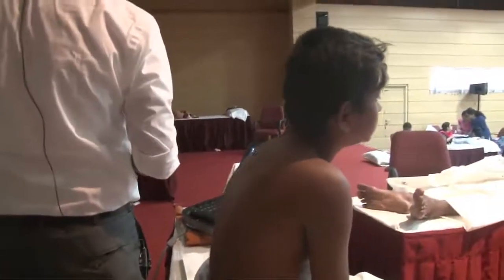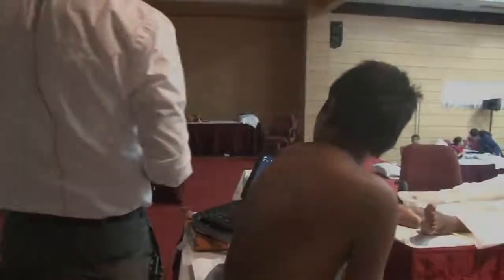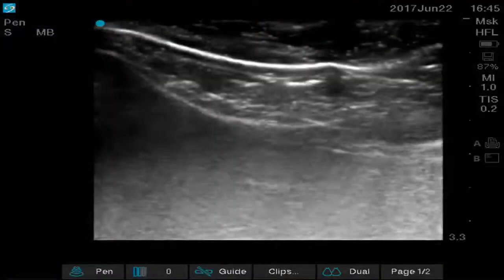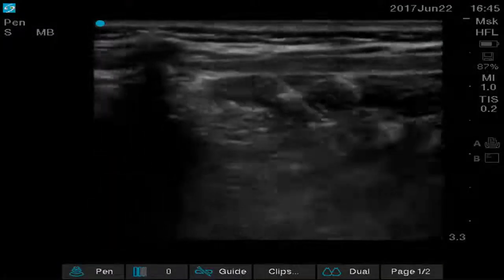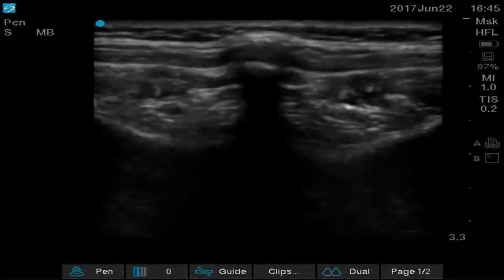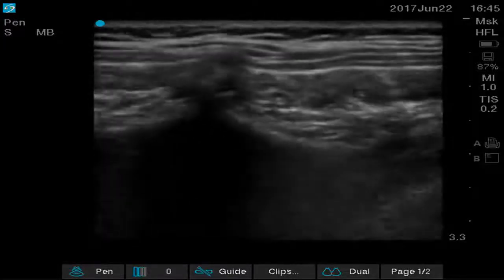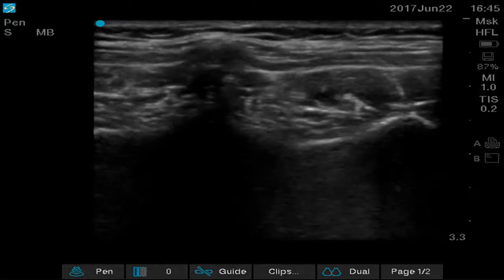Now if you see, this is a crisp white line with a dense acoustic shadow, and there is another crisp white line. These are nothing but the lamina of the thoracic vertebra. So for the paravertebral block I am using a transverse scan. First in the midline, one minute, freeze.